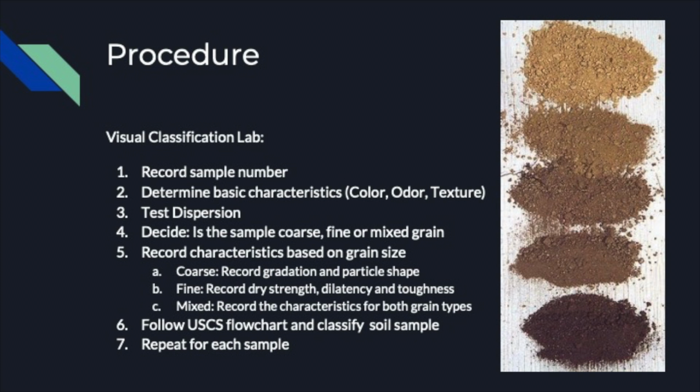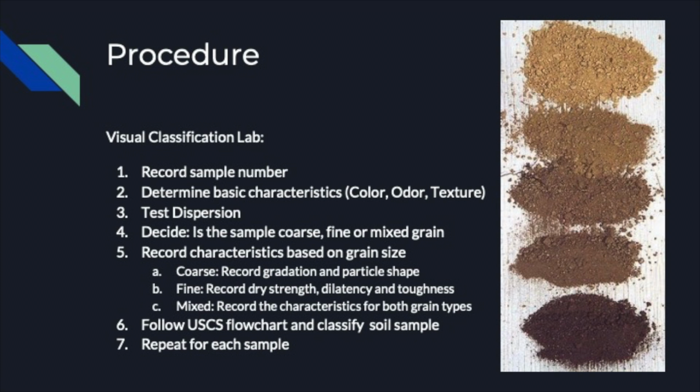The following is the procedure for the visual classification portion. First, a sample was chosen, and the sample number recorded prior to any other data or tests being done. Next, the basic characteristics were determined, such as color, odor, and texture, and then dispersion was measured by placing a small portion of the sample into water, shaking, and then recording how long it took for the particles to settle.